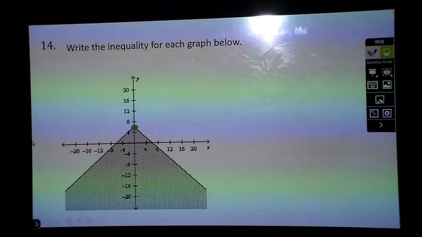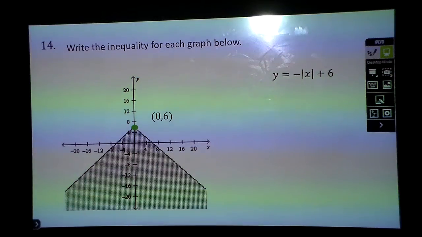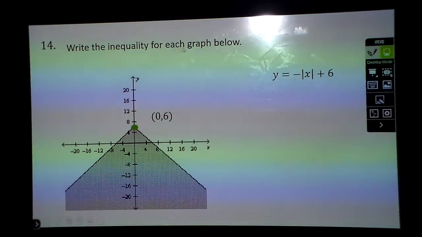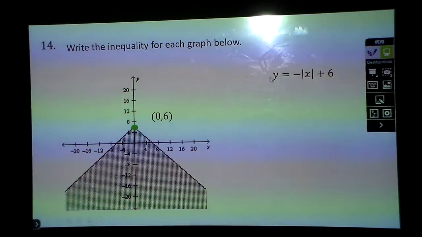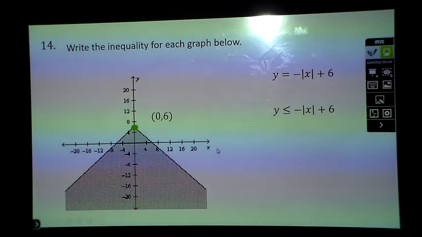Looks like to me that this one is at the point (0, 6). It's a vertical shift up, but it's reflected down. That's why you see this negative in front of it and this +6. And to me, it's shaded under it, so it's going to be y less than or equal to that negative |x| plus 6 to graph that particular one too.